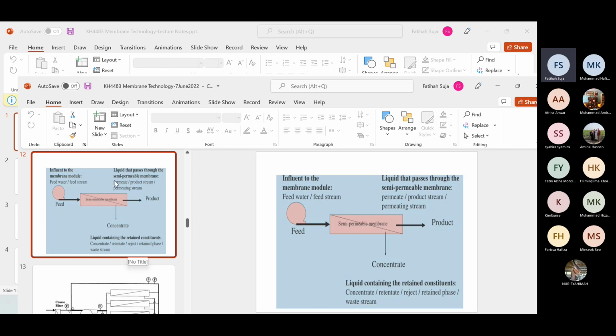products. These are the terms used, and when you read somewhere else, they may use different terms to describe the products that you have from the membrane system. And then the concentrate is the liquid containing the retained constituents. You also have a few other terms being used: concentrate, retentate, reject, retain phase, and also the waste stream. So these are the concentrate.